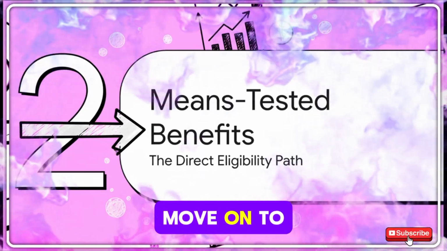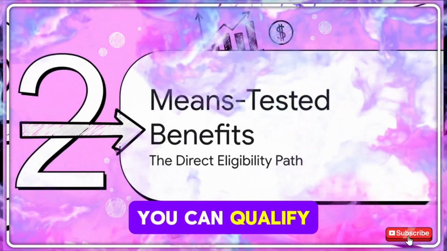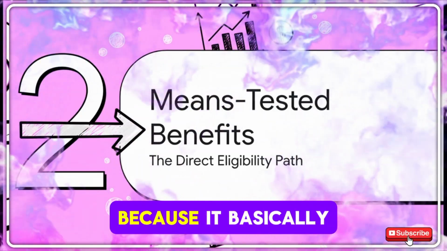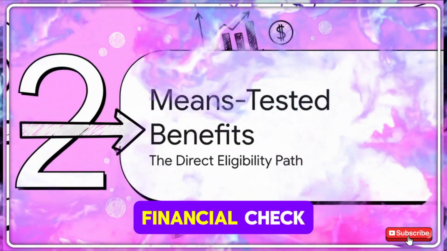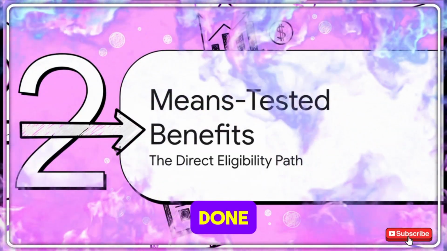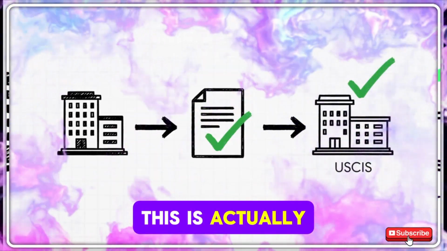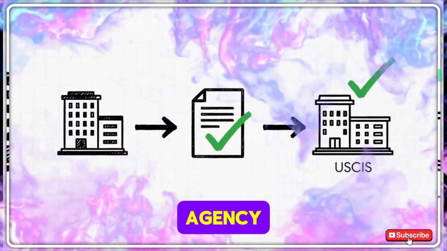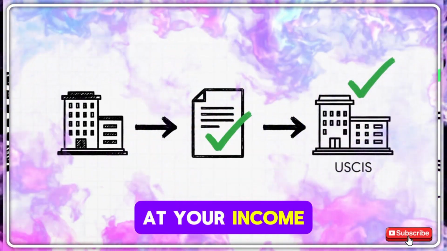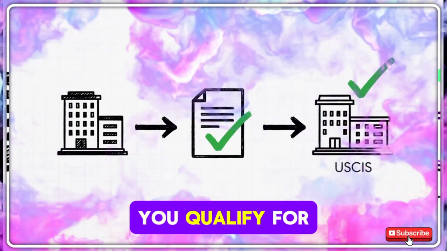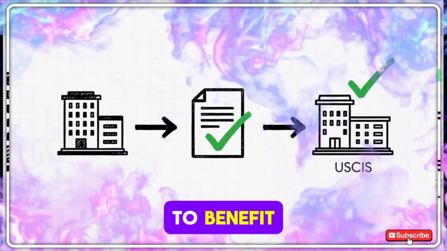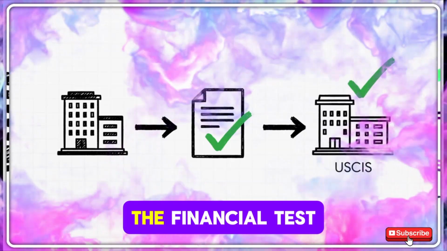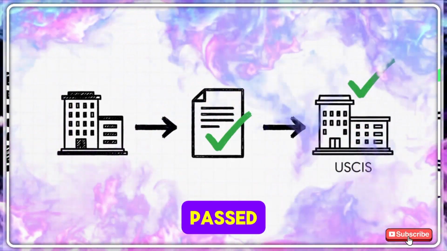Okay, so let's move on to the first way you can qualify. And honestly, this is the most straightforward route because it basically piggybacks on a financial check that's already been done. The thinking behind this is actually pretty smart, pretty efficient. If some other government agency has already looked at your income and said, yep, you qualify for this means-tested benefit, then immigration can essentially just trust that judgment. The financial test has already been passed.